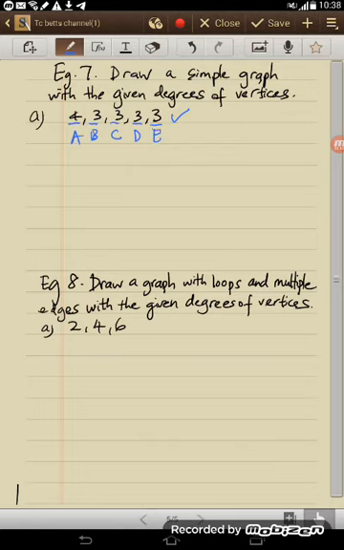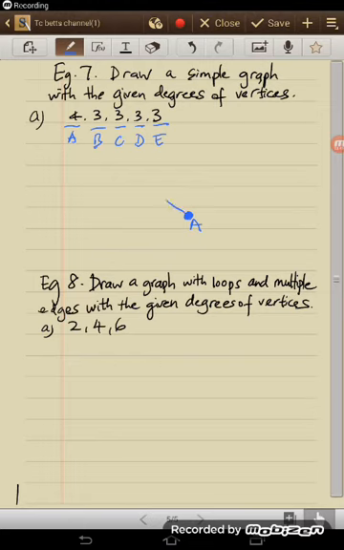Okay, we start with the number 1 here, A. So A have 4 degrees. 4 degrees meaning have 4 edges. So this one A, you write A. Oh, you cannot write A here. It should be here. Your A. Okay, we start A here, 4 degree. So that means 4 edges.